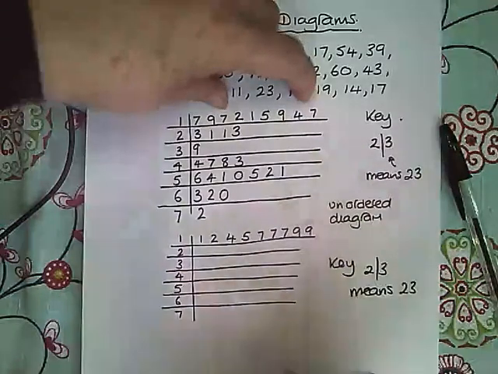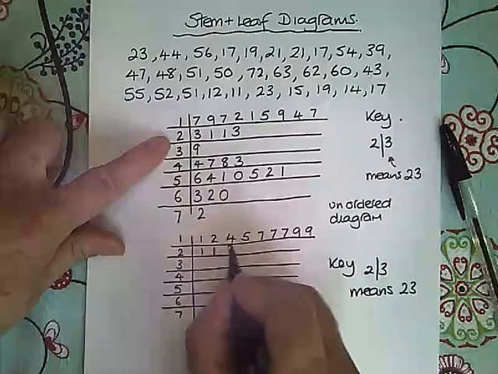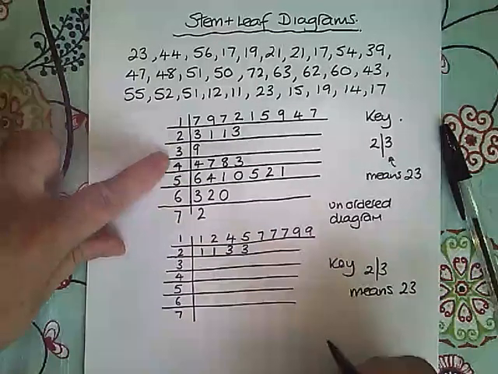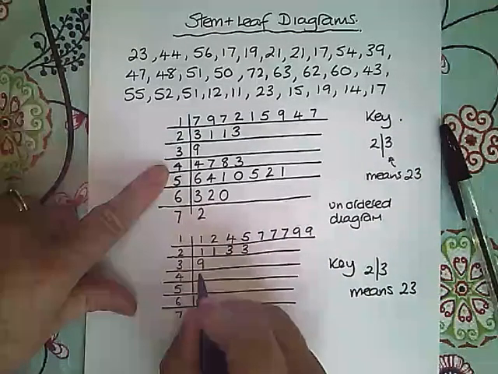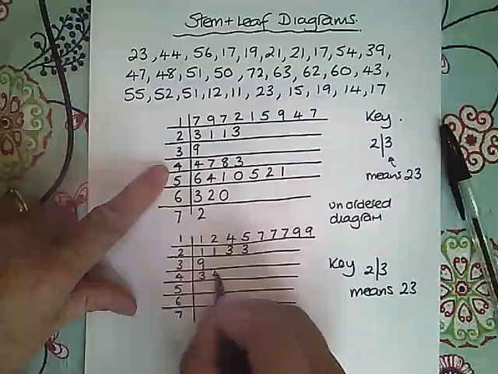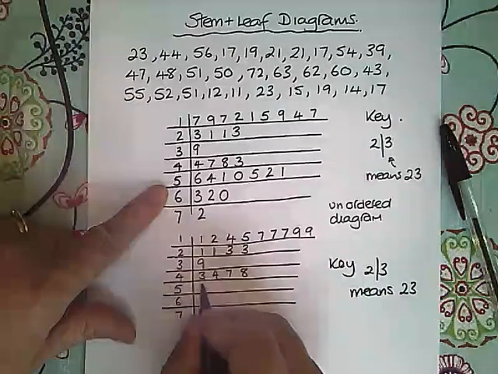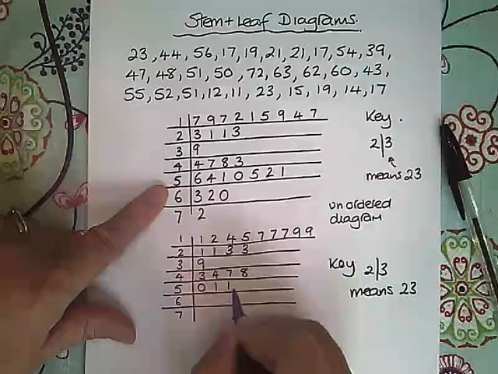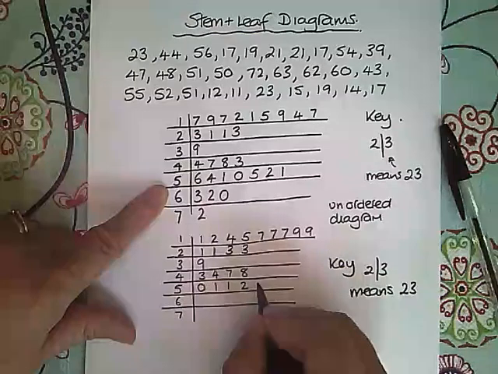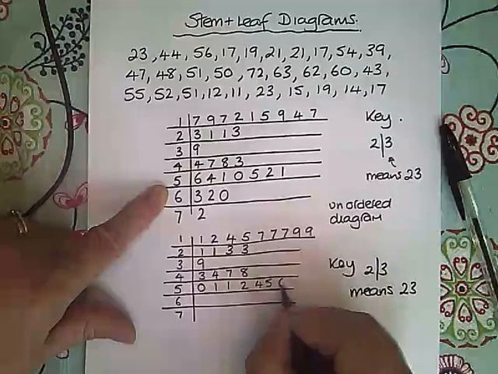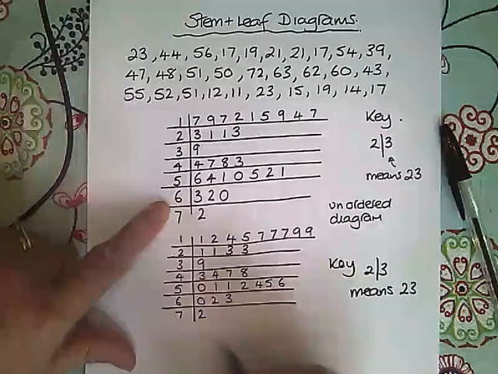Okay, then we go on to the 20s, so that is 1 1 3 3. The 30s only had one number, 39. Here, 40s, there was 43, 44, 47 and 48, so put those in order. On the 50s, the 0 comes first, then we've got two 51s, a 2, a 4, a 5 and a 6. Here we've got a 0, a 2 and a 3 and a 72 last of all.